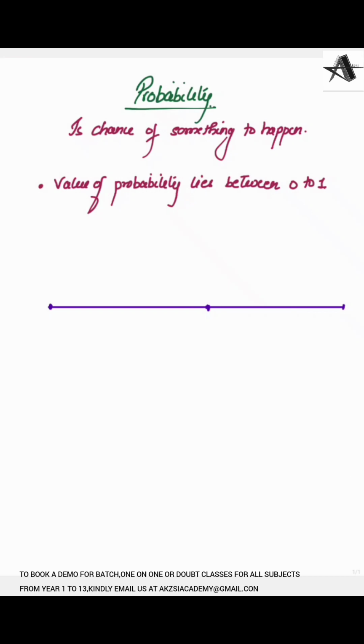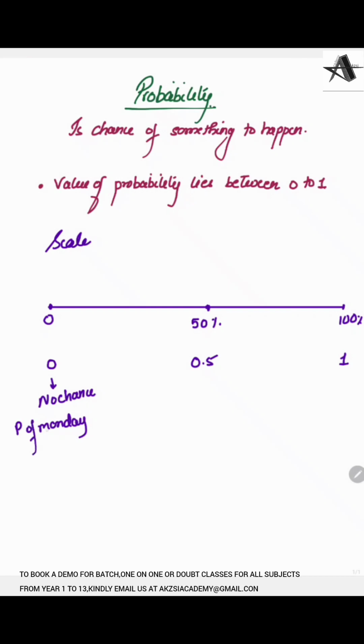So probability values lie between 0 and 1, and this is the probability scale, where here it's 0, at the middle it's 50%, and here it's 100%. In terms of numbers it would be 0, 0.5 and 1. 0 means no chance at all. If I say that Monday will come after Thursday, there is no chance that it could happen. So I can say that Monday cannot occur after Thursday, so the probability of Monday coming after Thursday is 0.